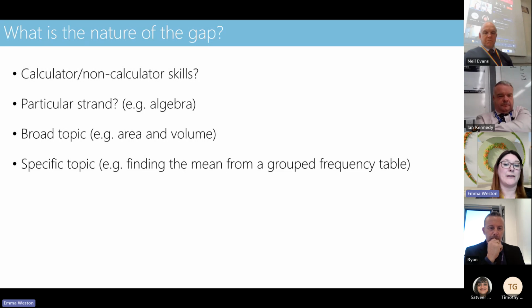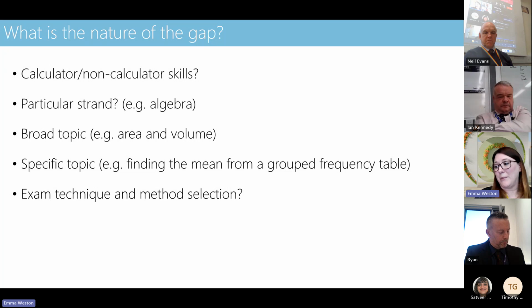Or it could be a specific topic. So something like finding the mean from a grouped frequency table, which is something that I'm sure you're often finding you're needing to address in your intervention groups or with the pupils you're intervening with.